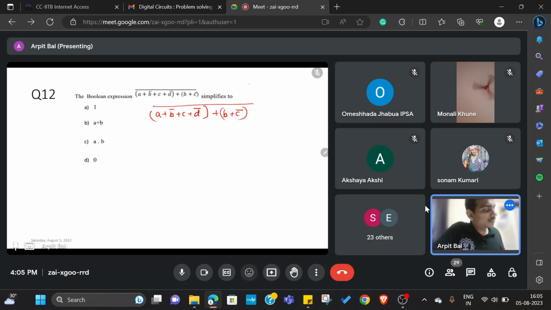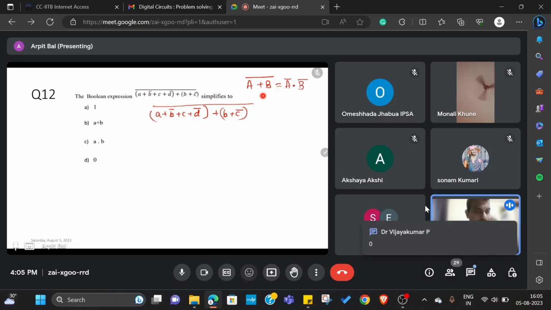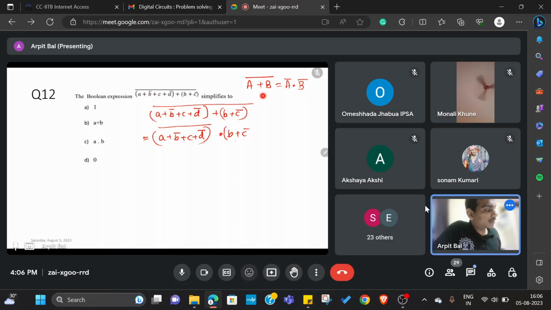Okay, so if we have something like A plus B whole bar, it will be A bar dot B bar. So it will be A plus B bar plus C plus D bar whole bar dot B plus C bar whole bar. That will simplify as A plus B bar whole bar dot C plus D bar whole bar dot B bar dot C.